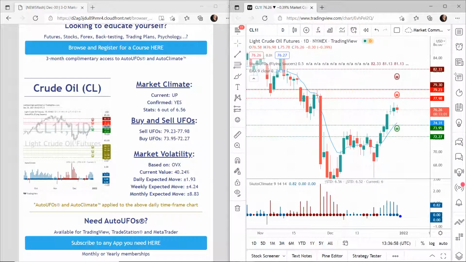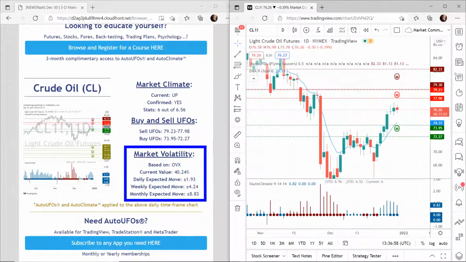Okay, crude oil, thick blue dot, probability to the upside. We have buyers underneath us here at 73.95 to 72.27, and we have sellers above us here at 79.23 to 77.98. Now, we're around about here. So if price were to come up and hit these sellers, we would expect them to push price down. If price were to go down and hit these buyers, we'd expect them to be pushed up. At the moment, we're in between both of them, so it's the climate for now that is giving us probability upwards. So probability up there for oil on a daily chart.